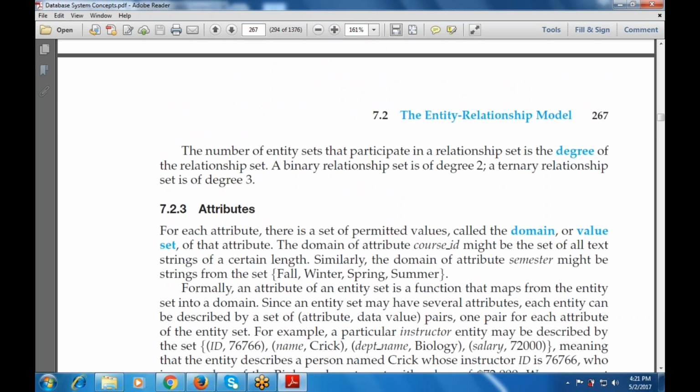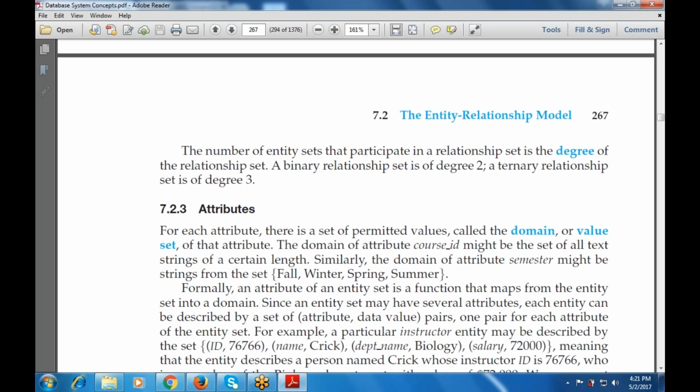The number of entity sets that participate in a relationship is the degree of the relationship. Whatever the entity sets we are representing, that is the degree. For example, a binary relationship involves two entity sets, so it has degree 2. A ternary relationship has degree 3.